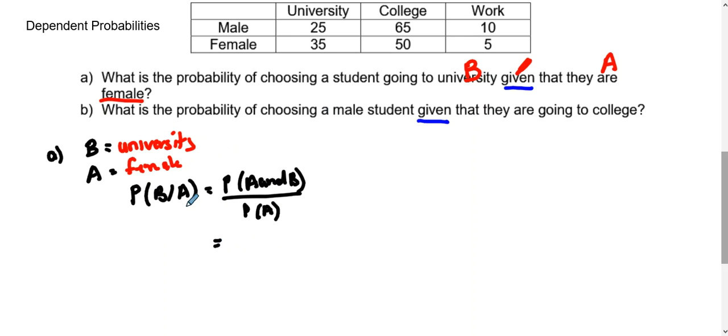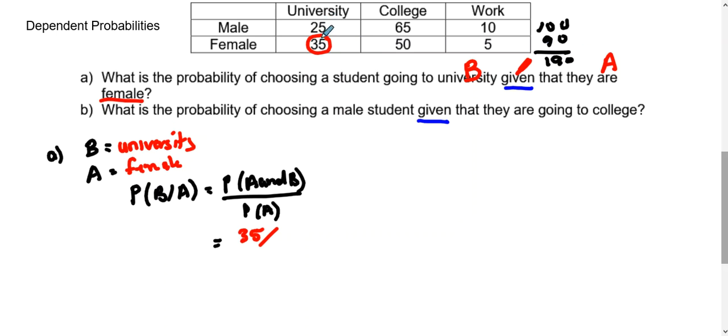So the probability of university and female, right there. We know that there are 35 females going off to university, but we don't know the total. So we have to add up some of these columns going across. We've got 25 plus 65 plus 10. Oh, that's a nice number, 100. And then 35 plus 50 plus 5, we've got 90 females, so this is out of 190.